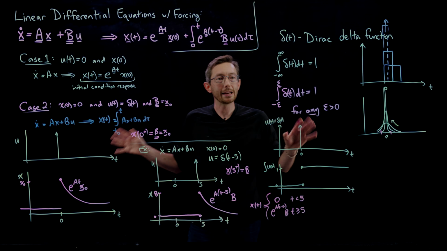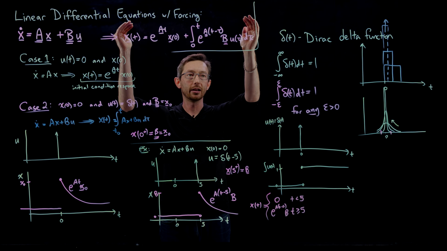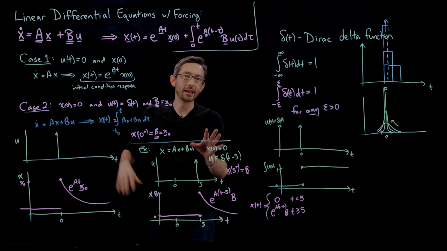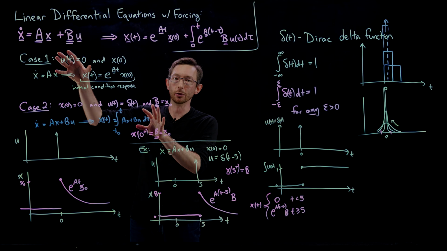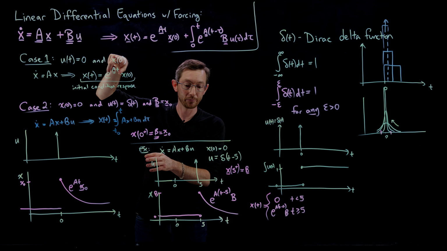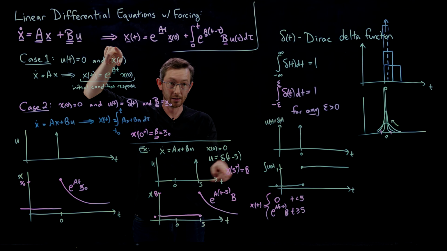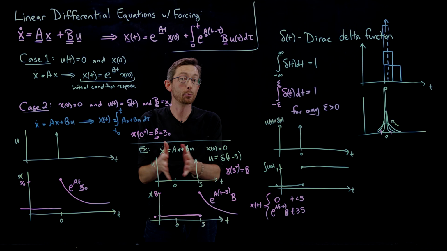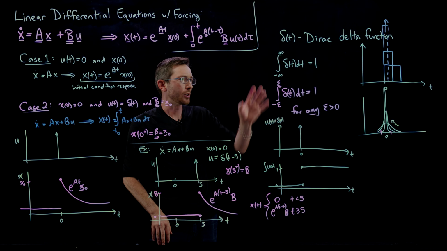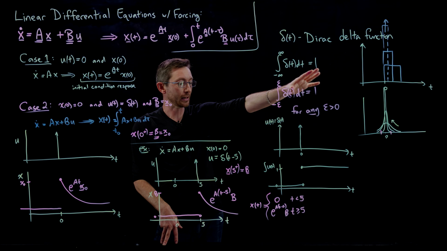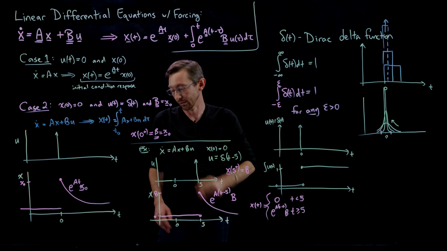Fantastic. Okay, so we now have the building blocks to start to think about this general system. And I claim that now I can combine these two. I can take a system that has a non-zero initial condition and a delta function at some time, and I can add those together, and I will get the superposition of those two. So I'm going to draw that as the last example before I tackle this general case. I'm going to erase this part of the board, so just stay put.